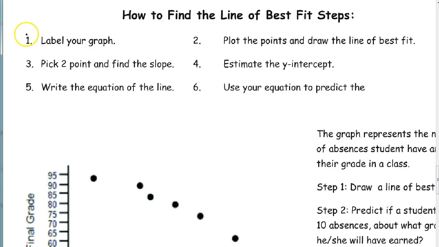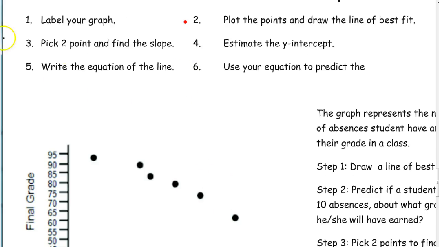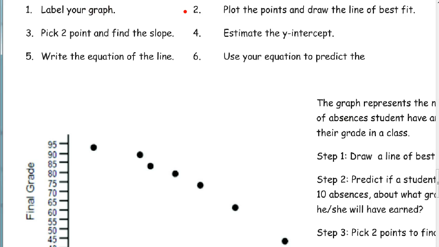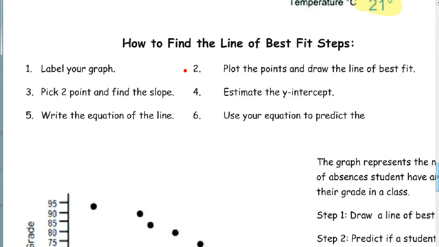All right, so let's go through and label the graph, which is already labeled. Let's go ahead and plot the points. So we have the points plotted. Let's draw the line of best fit. All right, so let's go ahead and draw a line of best fit through here. Now, as you do this, your line might be a little bit different from mine. It's okay. It won't be too different, though, because the points are really close to each other.